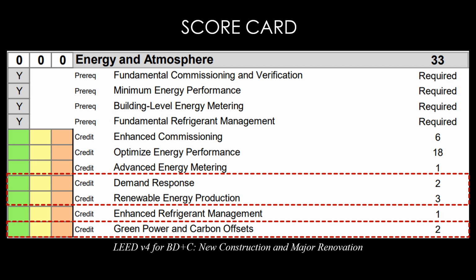Well, in today's lecture, we will cover the remaining credits in this category, Energy and Atmosphere. They are: 1. Demand response with 2 points, then renewable energy production with 3 points, and finally green power and carbon offsets with 2 points.